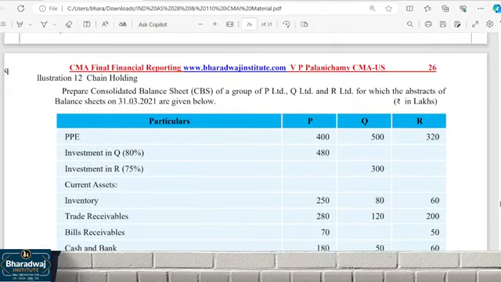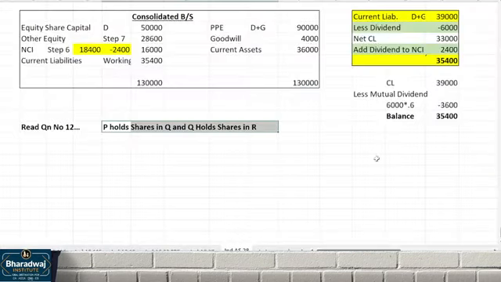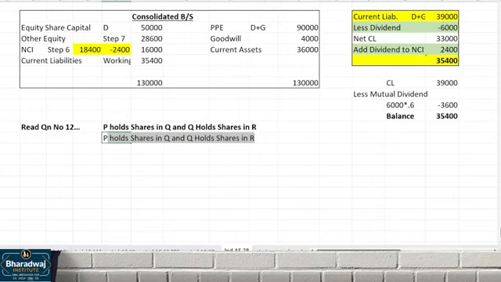Look at this. Prepare a consolidated balance sheet of the group as on 31st March 2021. They have asked. Investment in Q, how much percentage? 80%. Investment in R by Q is how much? 75%. So simple. P.